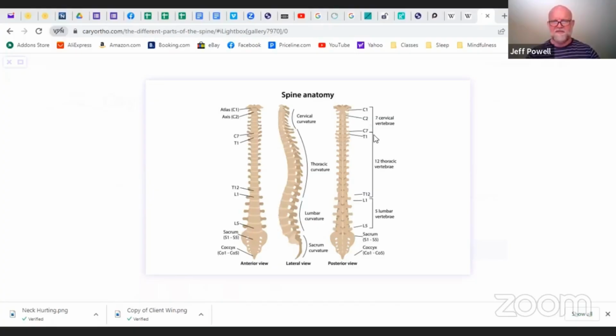All right, and then we have these 12 thoracic vertebrae. Now, some people have a different number for these things, but fundamentally we have 12 thoracic vertebrae. We do have discs in between those vertebrae.